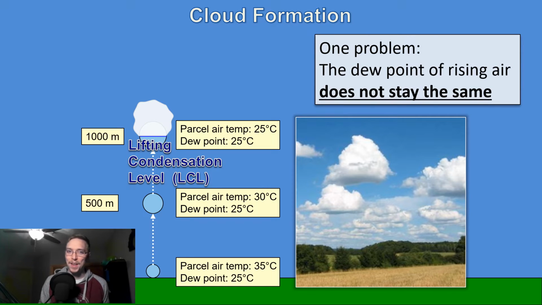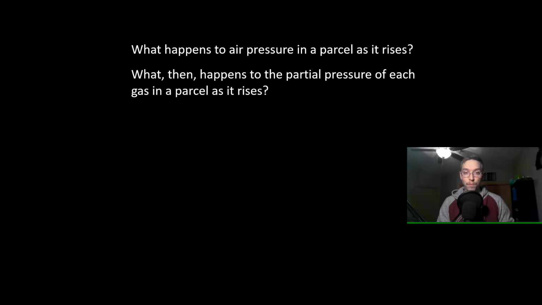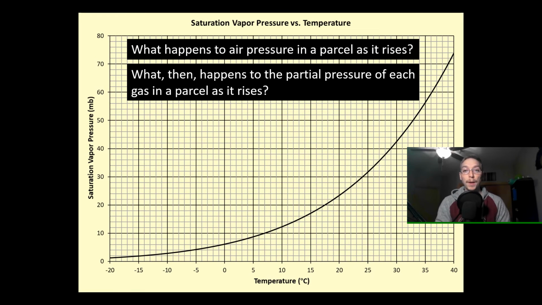One problem with that, as I alluded to, is that dew point does not stay the same within a parcel of rising air. We assumed it did in 104 for the sake of simplicity, but for the sake of reality, that's not the case. What happens to air pressure in a parcel of air as it rises? Well, it expands, right? Then what happens to the partial pressure of each gas in a parcel as it rises? So let's look here.